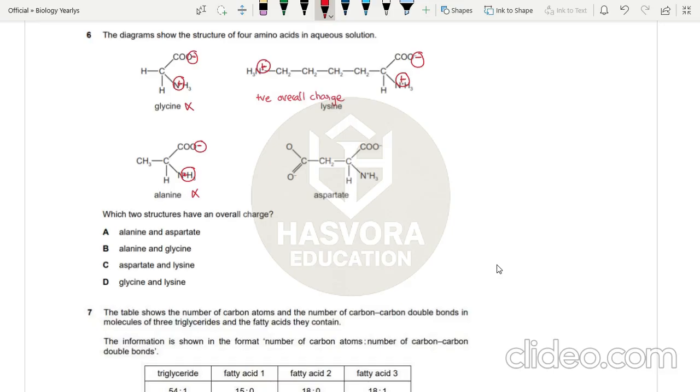Now can we eliminate the options which have alanine or glycine? Yes, we can. So alanine and glycine are eliminated. So we are left with the option C, but let's have a look at the last one, aspartate. So we have this minus sign here, we have this plus sign here. This will just neutralize each other, but there is no plus charge to neutralize this negative ion, so there will be a negative overall charge. So aspartate and lysine will have an overall charge, so C will be the option.